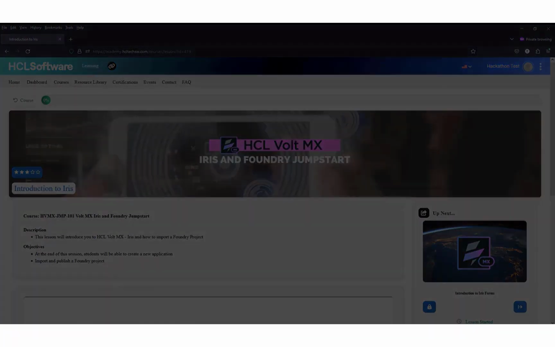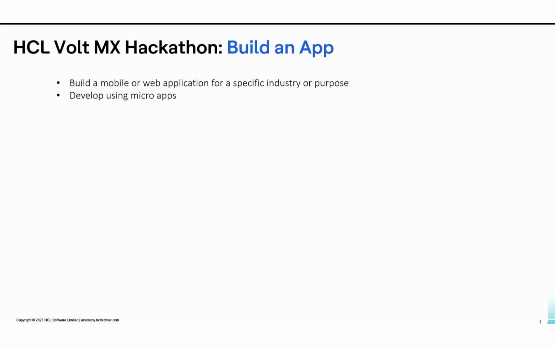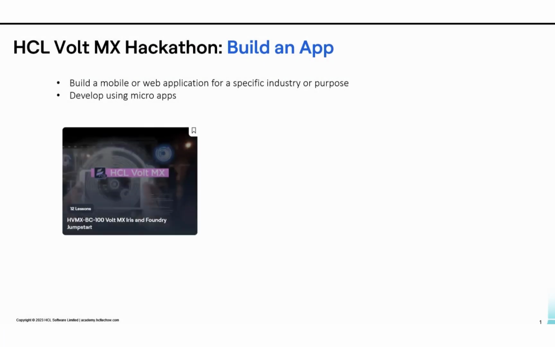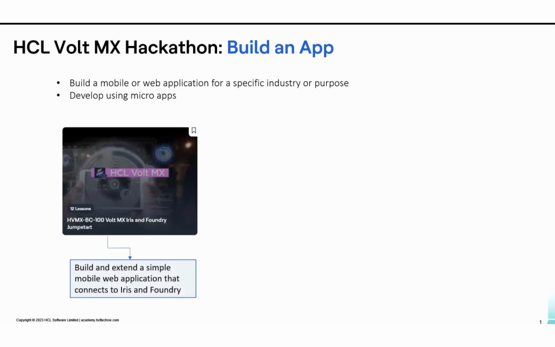If you're looking to submit an entry for building an app, the Iris and Foundry Jumpstart course shows you how to build and extend a simple mobile web application that connects to Iris and Foundry. You'll have the opportunity to do hands-on exercises using your trial account to get started with the basics of building an app within Volt MX.